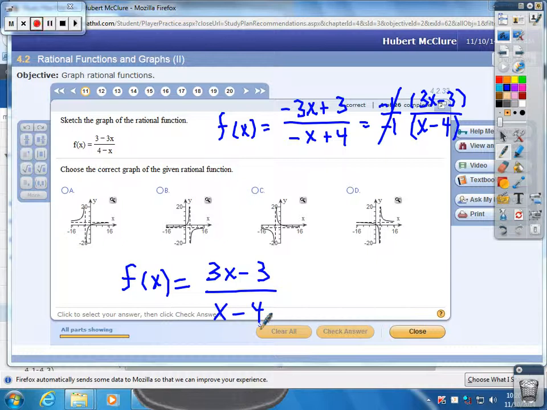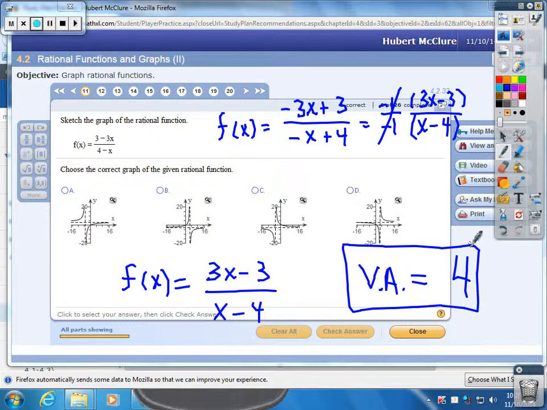So we know our vertical asymptote is what? 4. So there's one thing. Now, what's our horizontal asymptote? Well, these are the same degree, 1 and 1, so we take the ratio of the leading coefficients. And what are we left with? 3/4. So 3/4 is your horizontal asymptote.